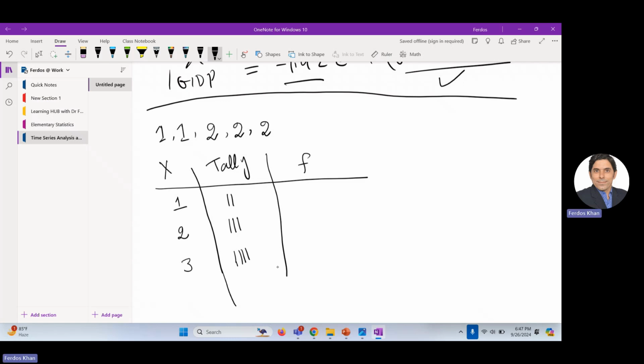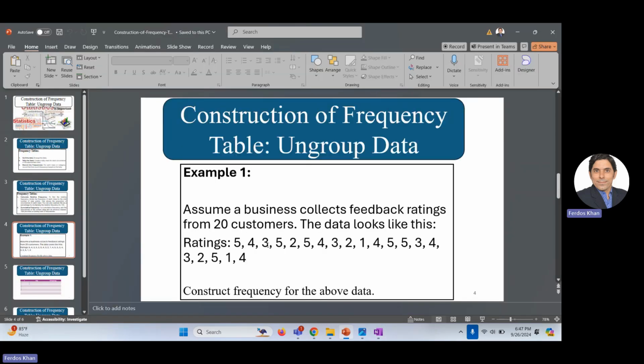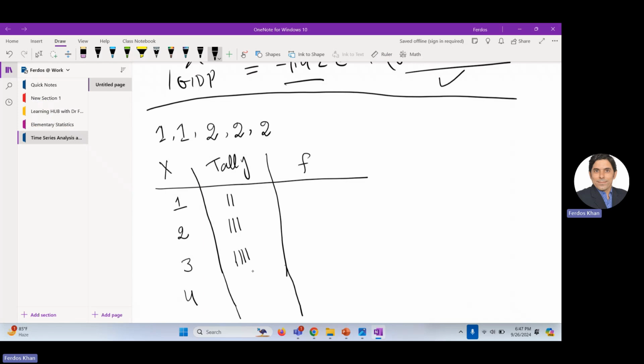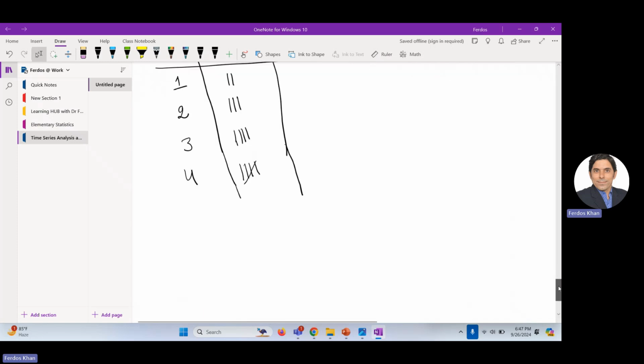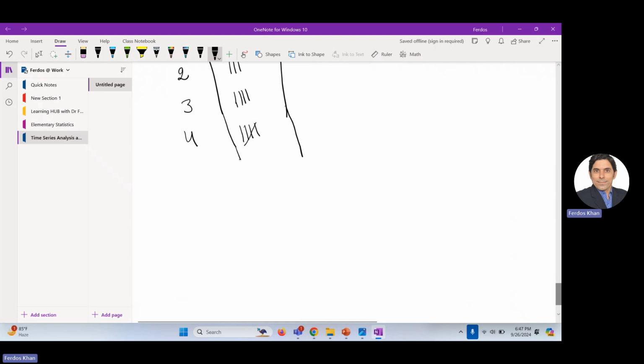And then you can write 4. Just look at the data and count the number of 4s. 1, 2, 3, 4, and 5. So 4 is repeated 5 times. This means that first time, second time, third time, fourth time, and the fifth time should look like this. This means that 4 is repeated 5 times in the data set, and the last value is 5.